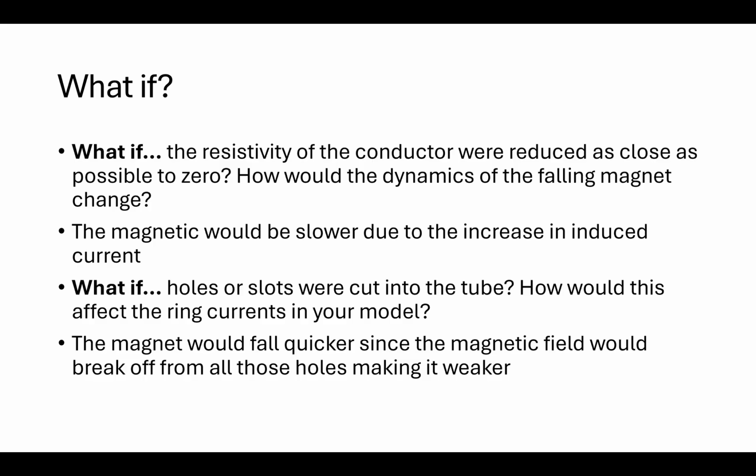As compared to the other what if, the holes or slots were cut into the tube. How would this affect the ring currents in the model? Well, I said that the magnet would fall quicker since the magnetic field would break off from all the holes, making it weaker. Like I said in the first part, it's a force basically. And if the force is skipping through holes, there's less force there. And so the less force going up means there's a greater force going down, making the magnet fall quicker down to the floor. And yeah, this was my lab, and thank you for watching.